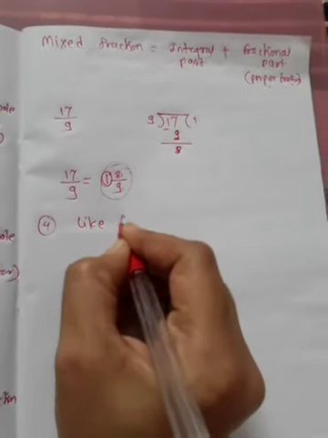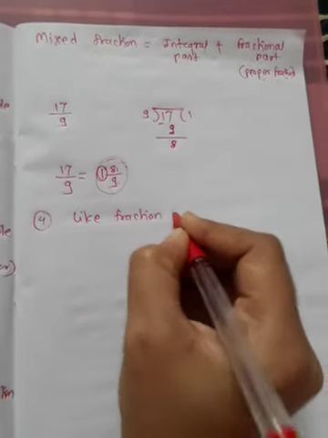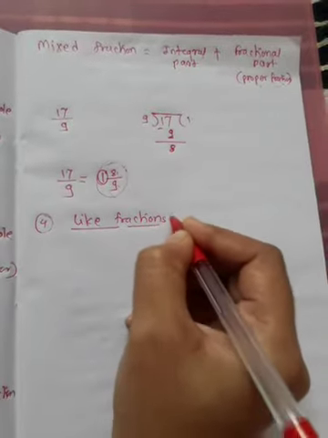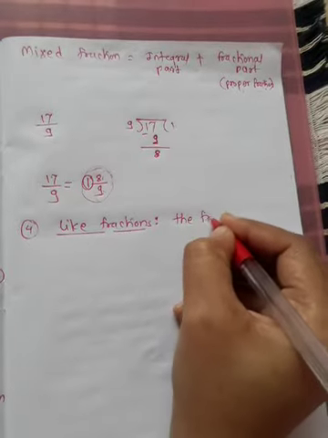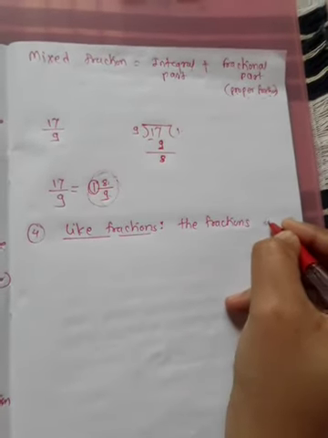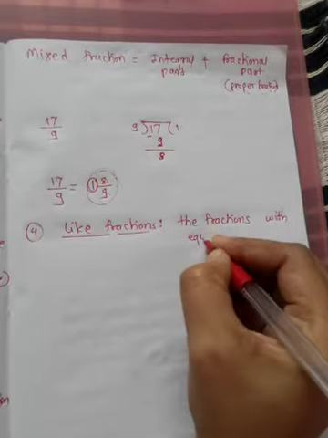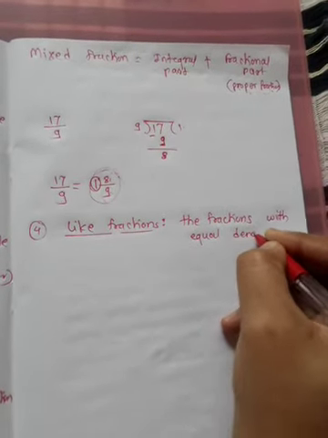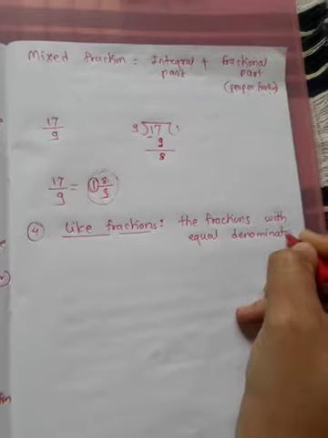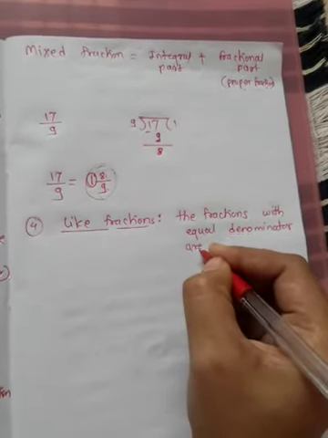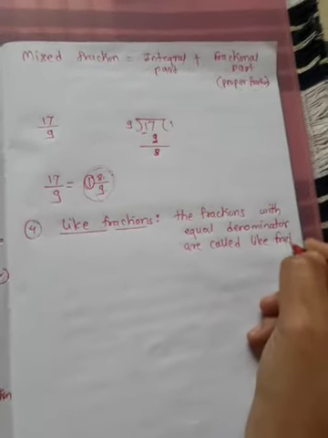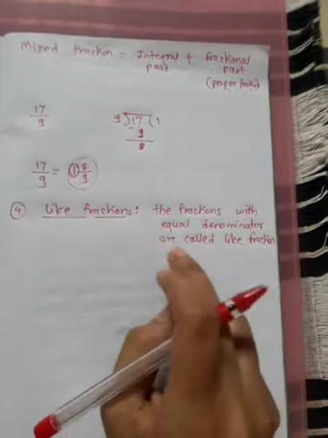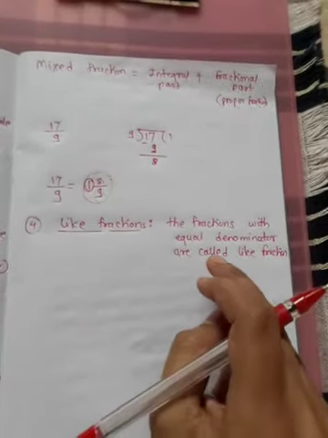Like fractions. So what are like fractions? The fractions with equal denominator are called like fractions. Means the fractions in which the denominators are the same are called like fractions.